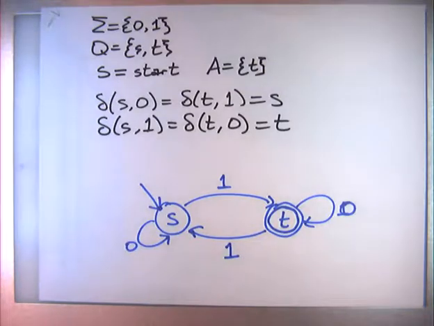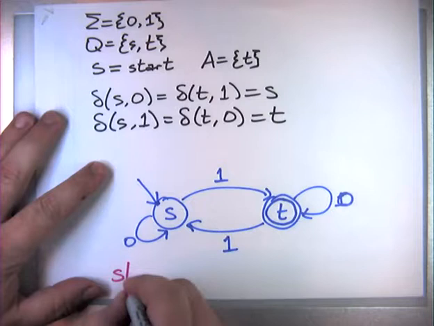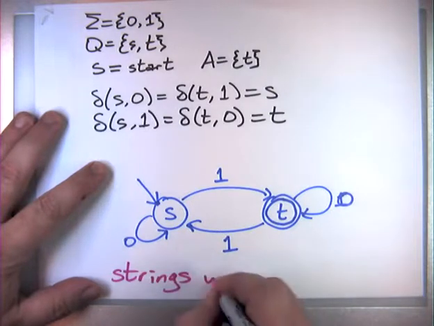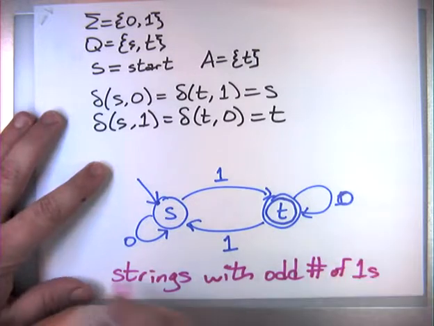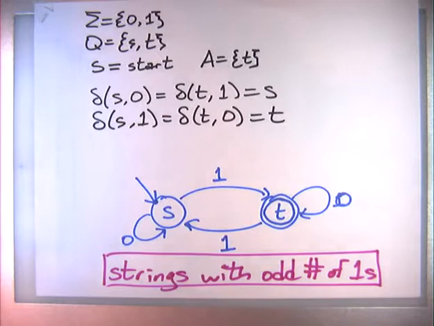This machine accepts strings if and only if they satisfy some condition. What condition? This machine accepts a string if and only if the number of ones in this string is odd. Right, so this is the language that this machine accepts. Strings with an odd number of ones.